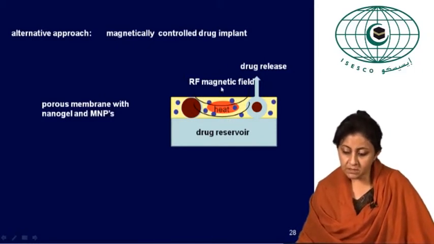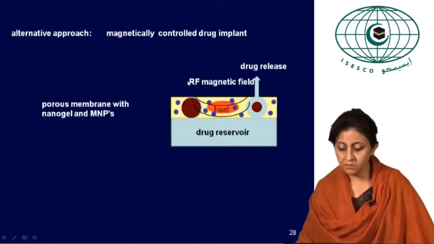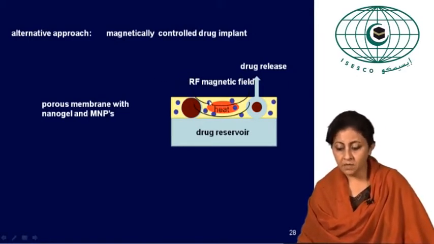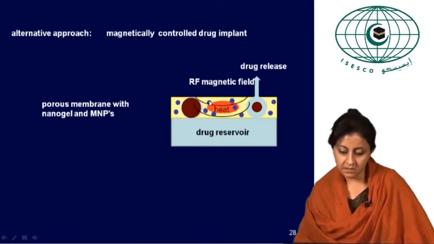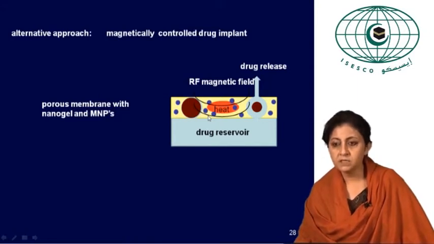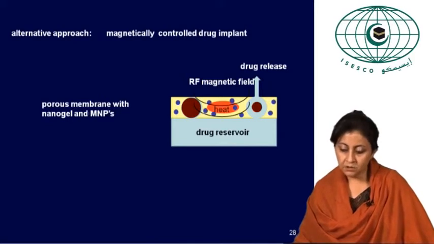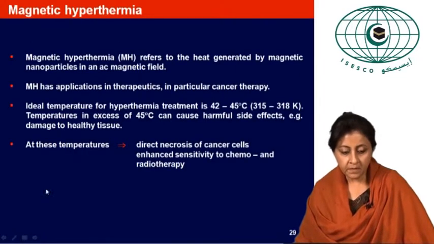When we expose this to a radio frequency magnetic field, the magnetic nanoparticles heat up through various heating mechanisms, which we'll be discussing, as a result of which this gel shrinks and the drug is released. And this process is reversible. When we remove the heat, the gel expands again to its original size, and the drug reservoir is closed. So that is an alternative heat-assisted drug delivery therapy.